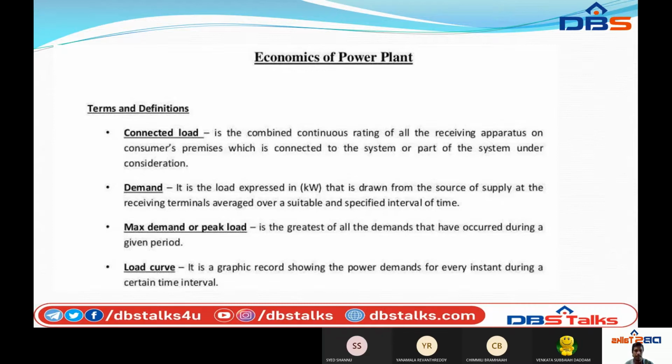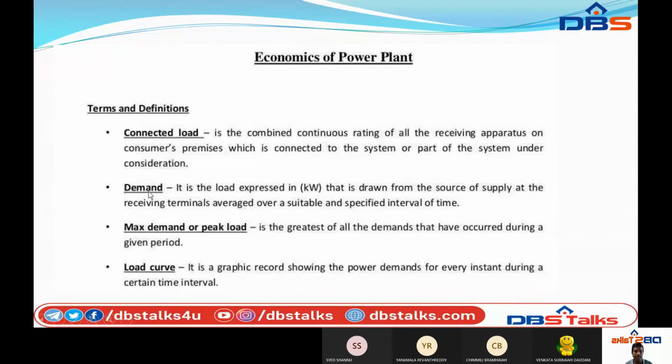After that, maximum load. Base load, maximum load, or peak loads. Peak loads are based on maximum demands, in areas where the maximum demand is required, we require peak loads. After that, connected loads. Connected load is the combination of continuous ratings in kilowatts at the consumer premises. That means connected loads are continuous ratings in kilowatts on a power plant basis.